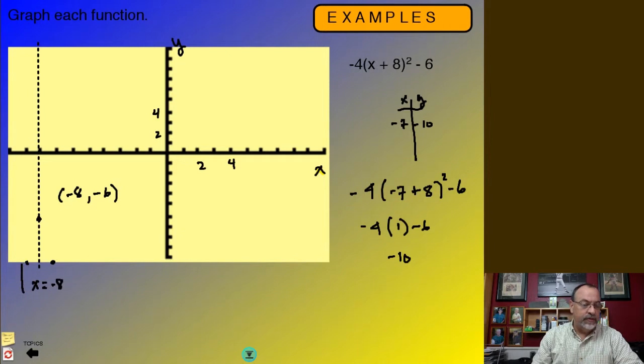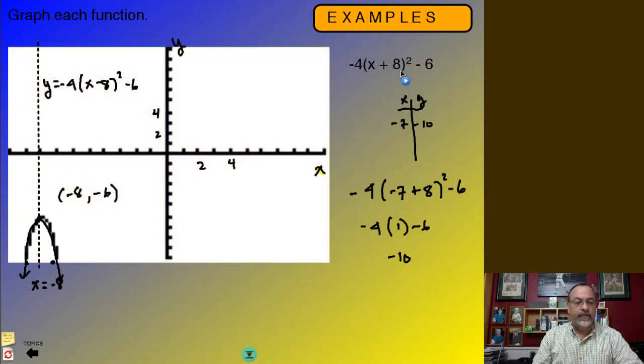So I'm going to, whoops, that's not going to be a very good picture. I'm going to try to draw this with a nice graph like that. And then again, I want to label the graph. So y equals -4 times (x plus 8) squared minus 6. So that would be the graph using the vertex form. And again, you can see I can sketch it very quickly by using the vertex form.